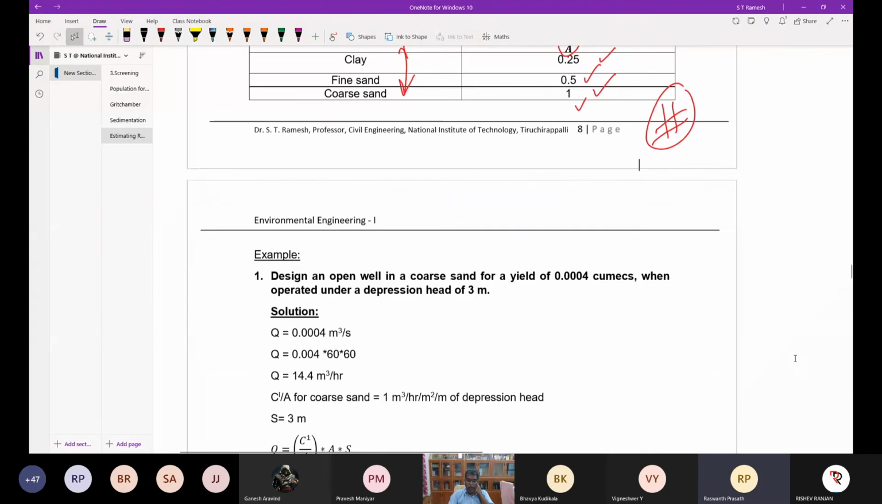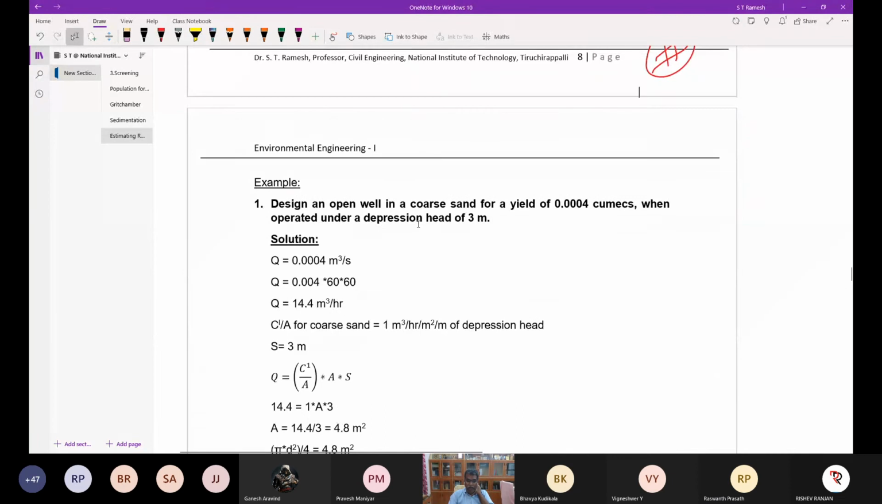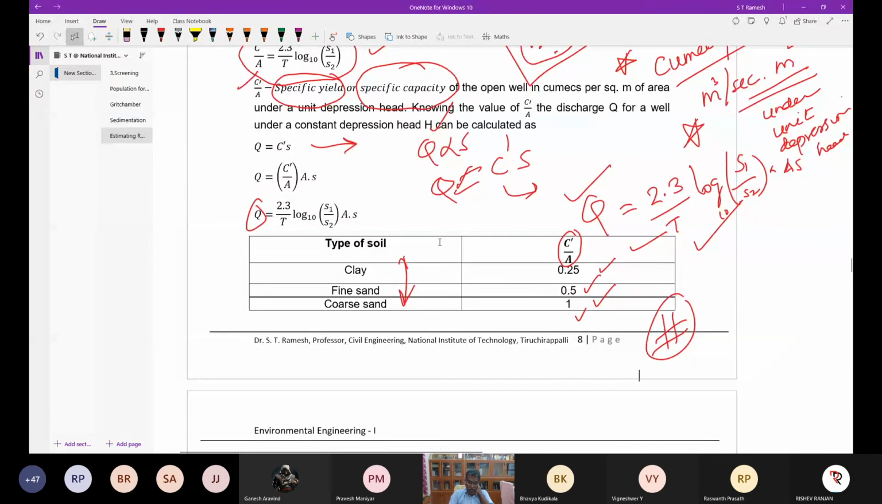Yes, sir. Now you can look into the problem. Here also I can do different calculations. By knowing this formula, I can calculate a Q value based on these types of soil: clay, fine sand, and coarse sand. And by knowing other parameters, I can calculate different parameters also. I can calculate 1, 2, 3, so many calculations I can do.